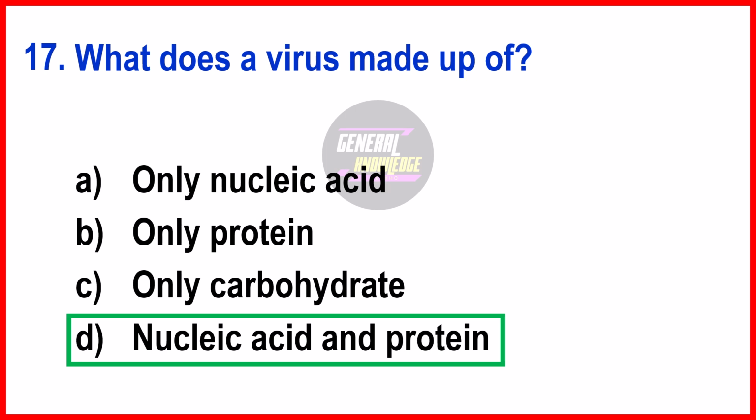The core component of a virus is its genetic material, which can be either DNA or RNA. This nucleic acid contains the instructions for the virus to replicate. This nucleic acid is encased in a protein coat called a capsid. The capsid protects the genetic material and helps the virus attach to and enter host cells. Some viruses may also have an outer envelope made of lipids and carbohydrates derived from the host cell's membrane. However, the essential components for a virus to be a virus are nucleic acid and protein.